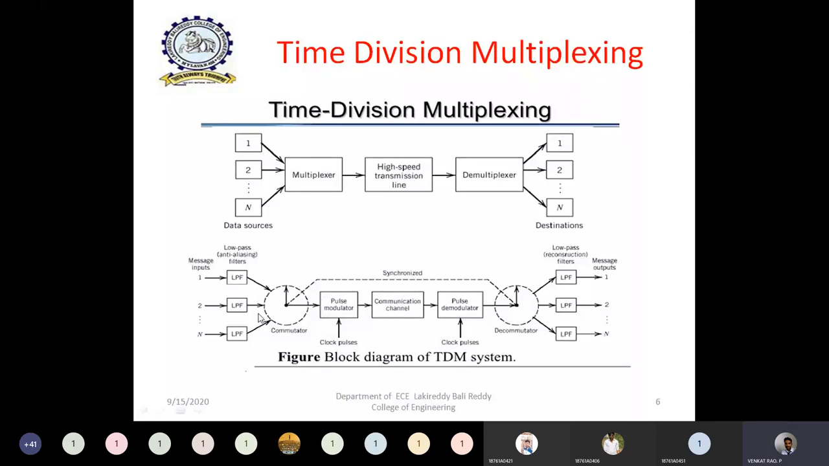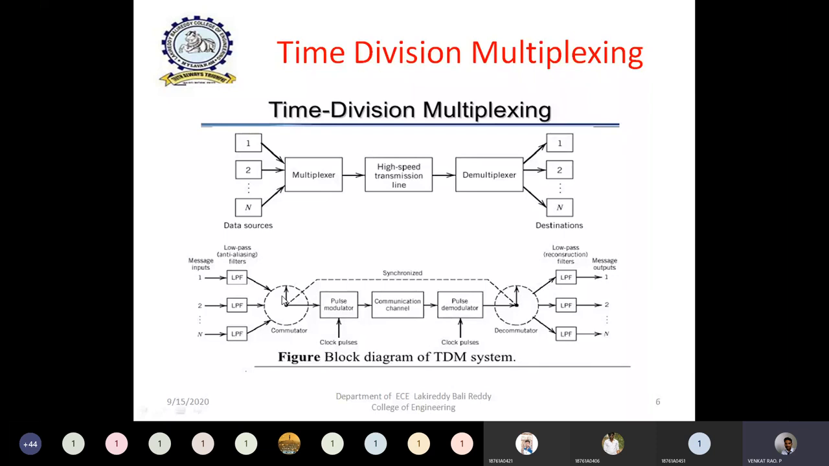For example, consider the commutator as a switch, whose position changes from one time to another. Let us assume that the dotted lines in the circle represent different time instants. If this arrow is at this position, then one sample value of the first signal will be transmitted. If the arrow is pointed to some other instant, then at that particular time instant, maybe the second sample of the second signal or a third signal will be transmitted in the single communication channel.